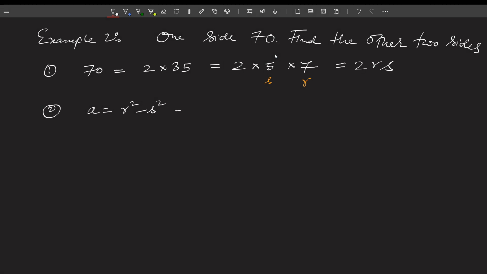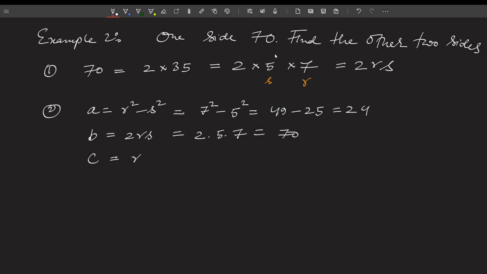Therefore, a, one of the perpendicular sides, will be equal to r squared minus s squared, which is equal to 7 squared minus 5 squared. And this we can easily compute to be 49 minus 25, which is equal to 24. So one of the perpendicular sides is 24. The other side would be twice rs, which we already know is 2 times 5 times 7. This is equal to 70.